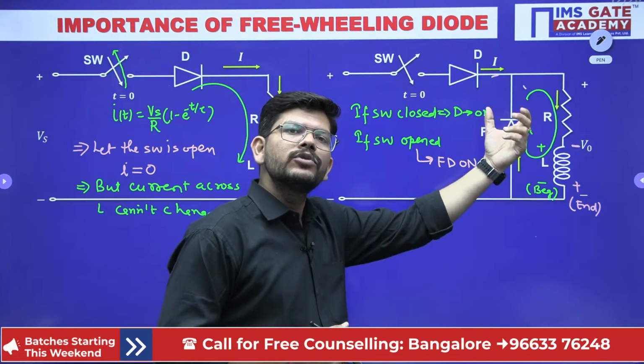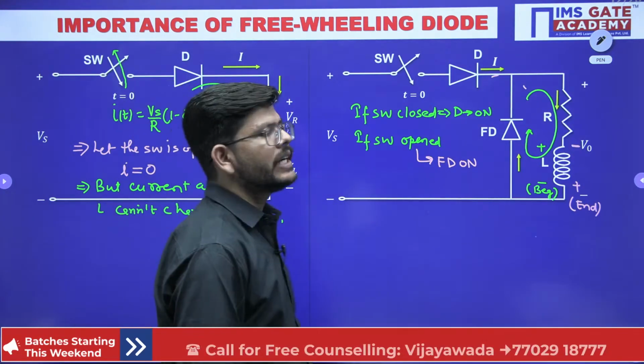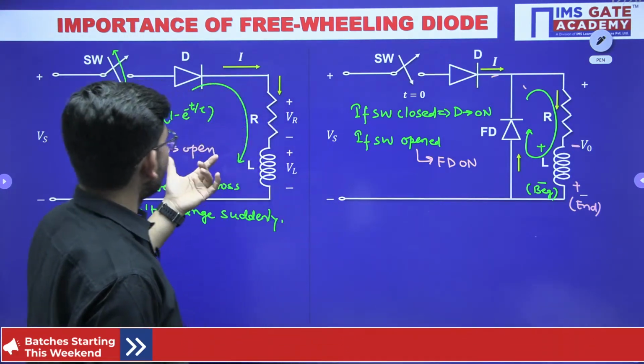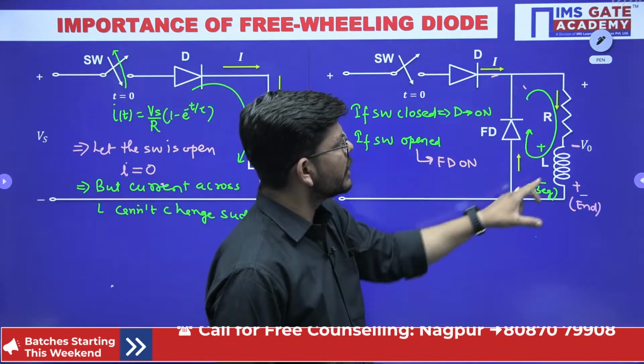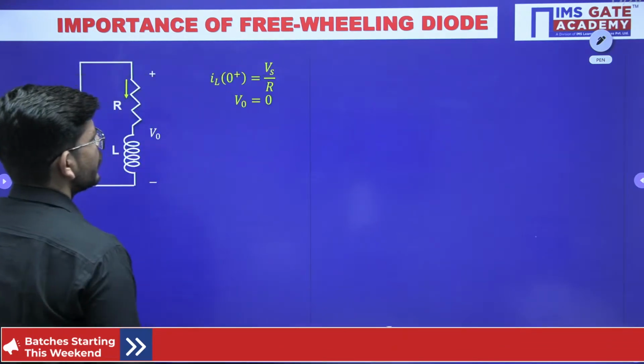So now we have solved this problem, isn't it? This is why the freewheeling diode is very, very important. When the switch is on, we will have this circuit. When the switch is off, this particular circuit will come into play. Okay, now we have to analyze this circuit.